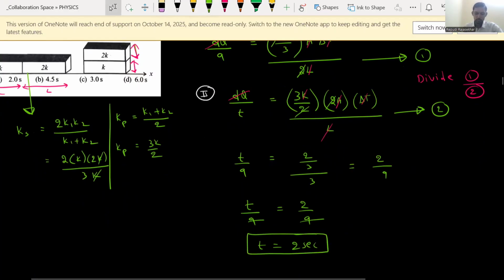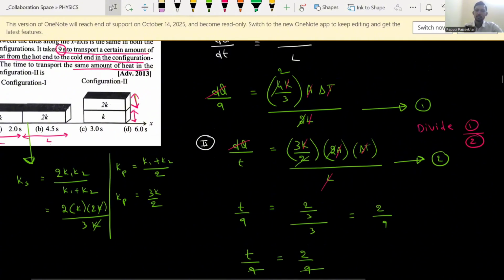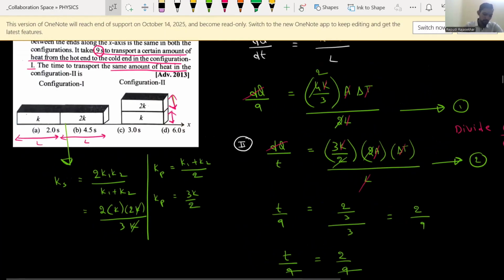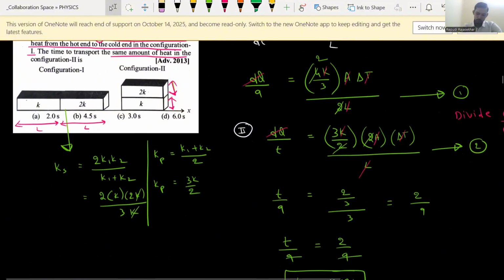It means the heat dQ flows in 9 seconds in the first configuration. The same amount of heat flows in only 2 seconds in the second configuration. Right? The answer is 2 seconds for this question. Next one.